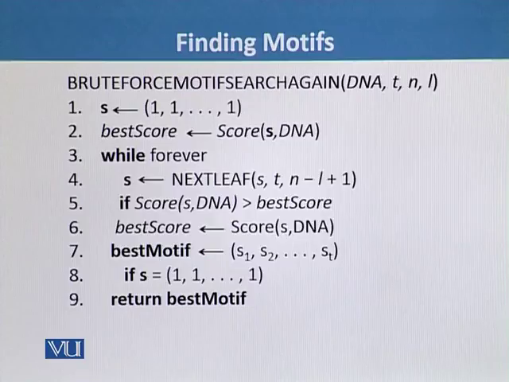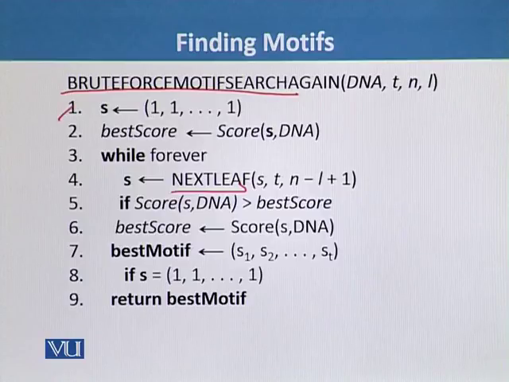So I have already mentioned that in the previous algorithm we only have the problem at step number 2. If we want to solve the problem in step number 2, we have to take help from the previous algorithm, the next leaf algorithm we have already studied. So in this algorithm we will merge two algorithms, the brute force motif search algorithm and the next leaf algorithm. So we'll merge two algorithms and we will come up to the solution.